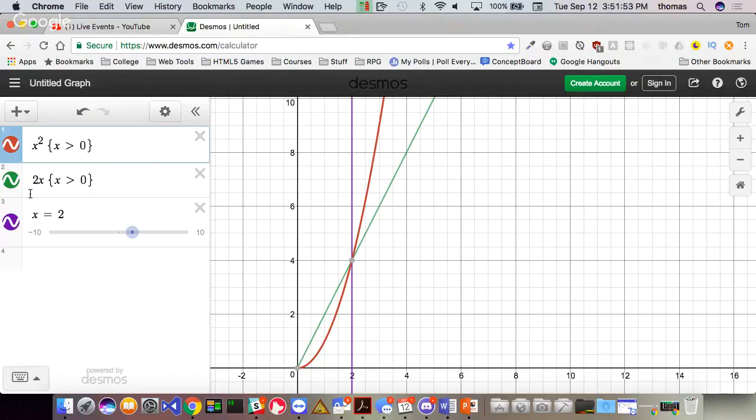But what if I wanted to find the limit as x approaches 0 of 2x? Now, can I? Well, I said x is greater than 0.